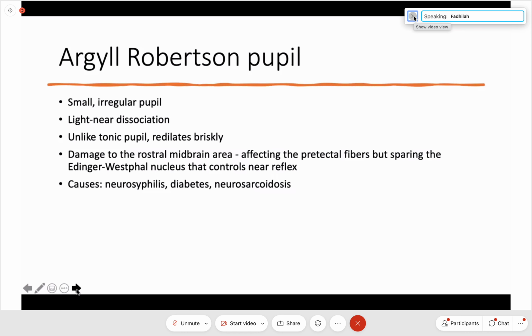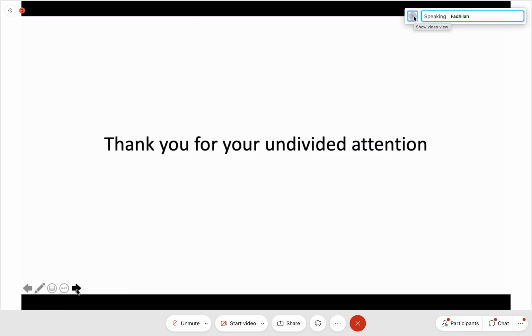So where is the lesion? The lesion can be at the rostral midbrain area, affecting the pretectal fibers, but sparing the Edinger-Westphal nucleus that controls the near reflex. So conditions like neurosyphilis can give rise to this. Diabetes as well. Most patients are elderly. They have diabetes. When you shine, their pupil is very difficult to dilate, right? And some neurosarcoidosis cases as well. I think that's all. Thank you.